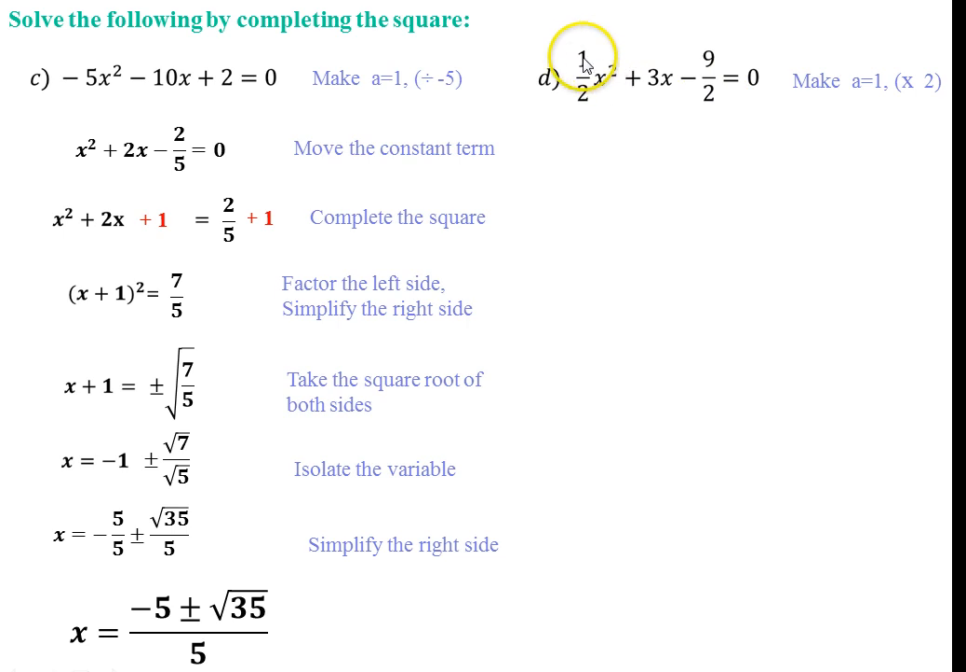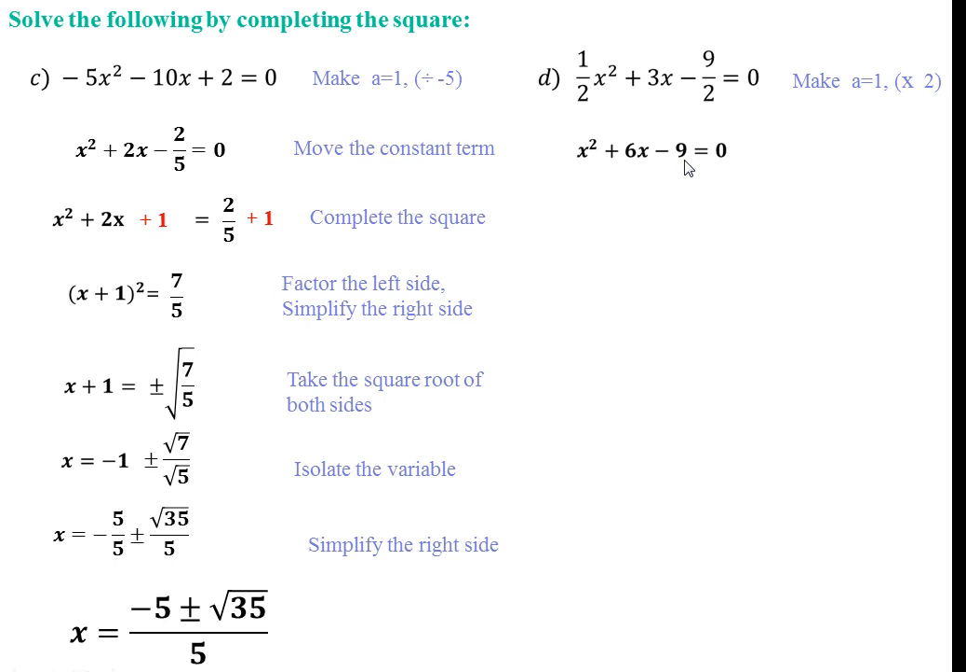Let's make a into 1, so I want to get rid of this 1/2, so I'm going to multiply everything by 2. So a half times 2 is 1x squared, 3 times 2 is 6, and negative 9/2 times 2 is negative 9. There, much nicer. Now if I could factor this, that would be great, but this is not factorable. Nothing adds to 6 and multiplies to negative 9. Though it looks like it might, it doesn't work.